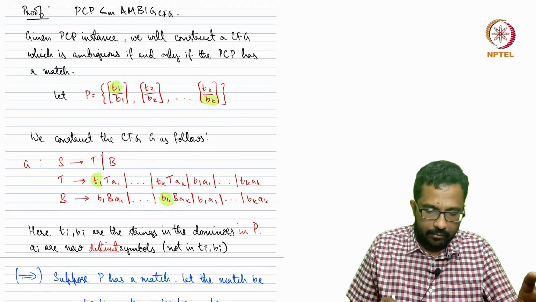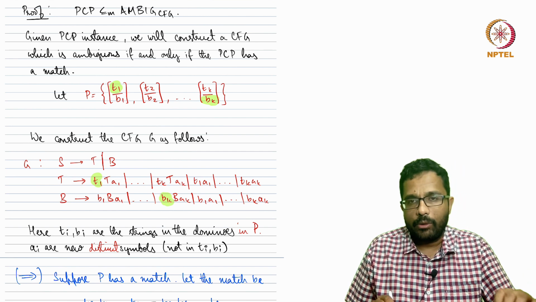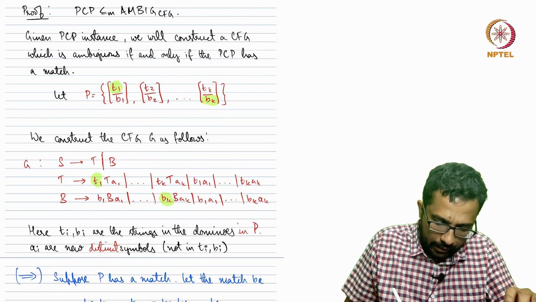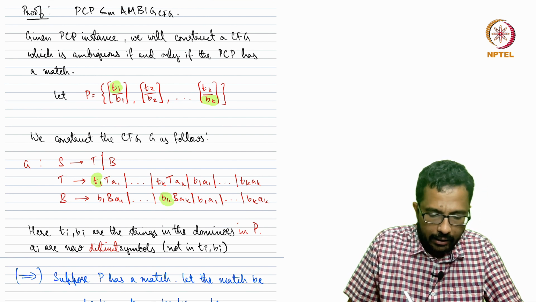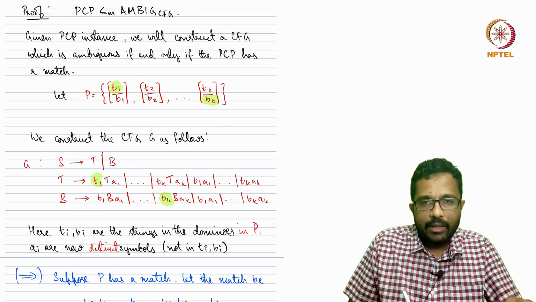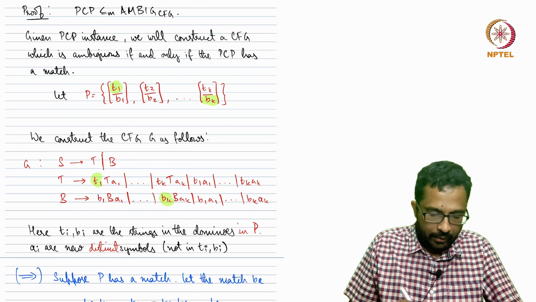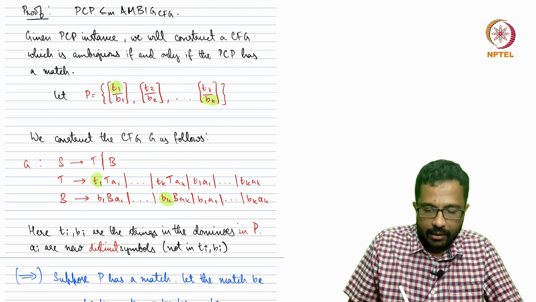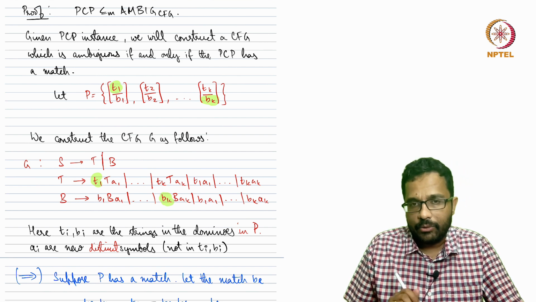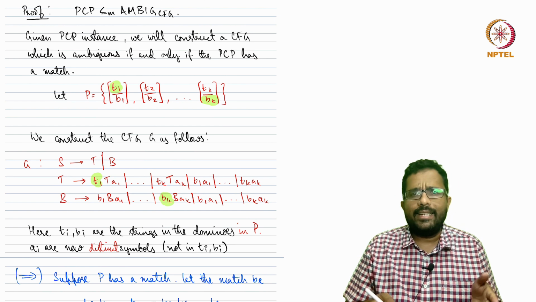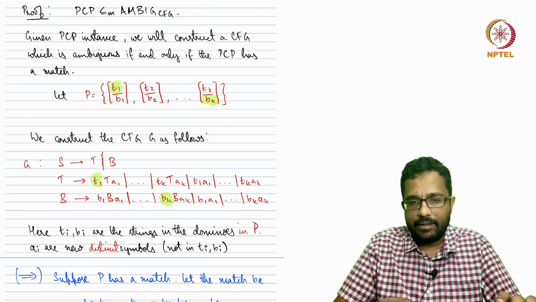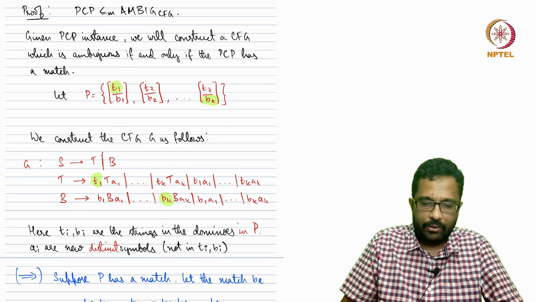So we have k new symbols a1, a2 up to ak, and these are the rules. S gives T or B, and once we get T, then T1 T a1 up to Tk T ak, then T1 a1, T2 a2 up to Tk ak. Then B gives B1 B a1 up to Bk B ak, then B1 a1 up to Bk ak. These are the rules of the grammar. So the grammar is very easy to construct once we have the PCP instance. We don't need to check whether they are matching or anything.